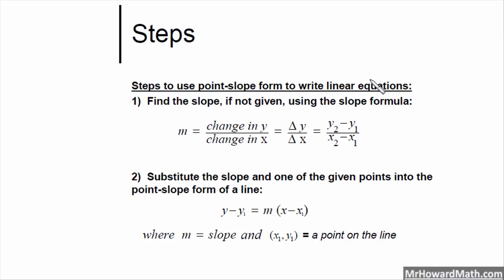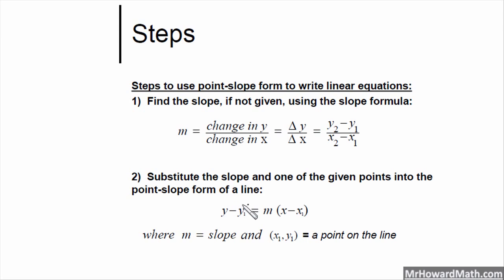We need to find the slope, so that's the same as what we've been doing. We still use our slope formula, changing y over changing x: y2 minus y1 over x2 minus x1. If we're not given the slope, we're given 2 points, so we have to find the slope first. Then substitute the slope and one of the points. You can choose the point, whichever one you want, into the point slope form, where m is the slope and x1, y1 are a point on the line.